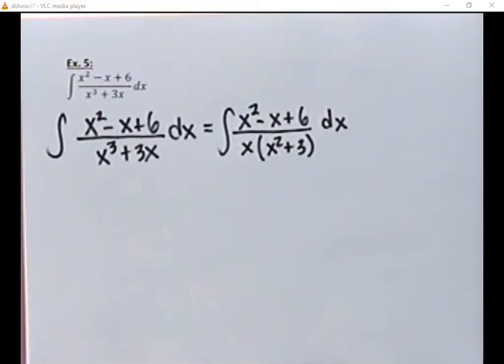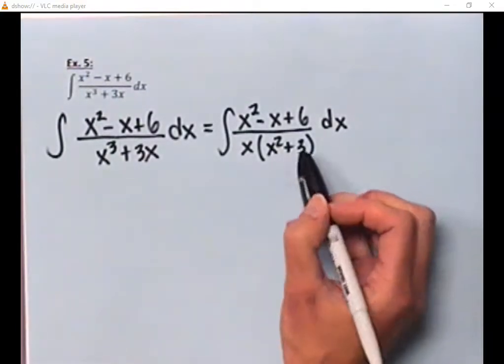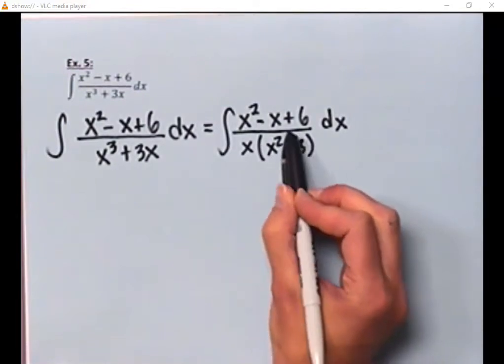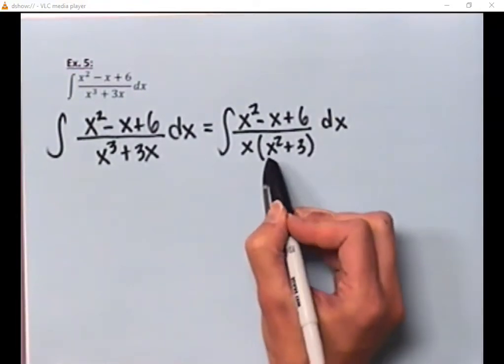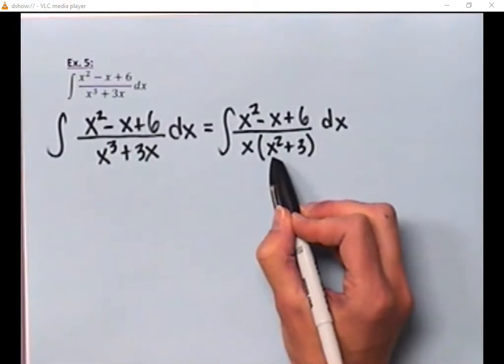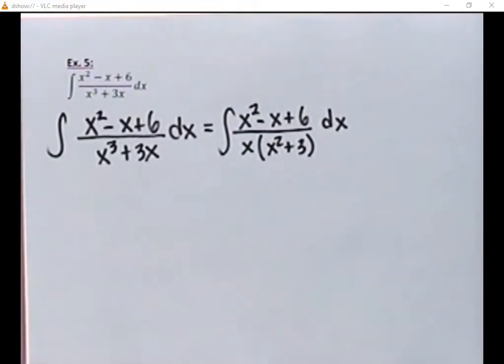Okay. Can I factor x squared plus 3 any farther? Not over the rational numbers, right? Or even over the real numbers. So this is what I consider an irreducible quadratic factor. It has x squared in it, and I cannot break this down into smaller factors with an x.